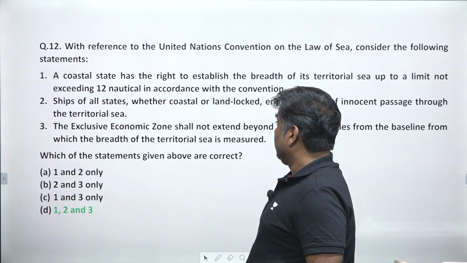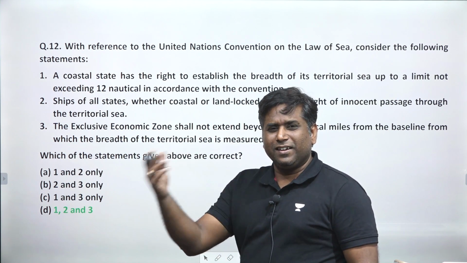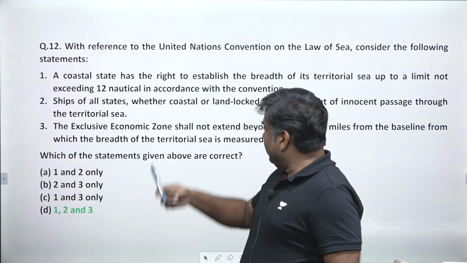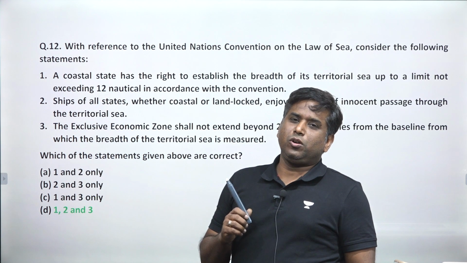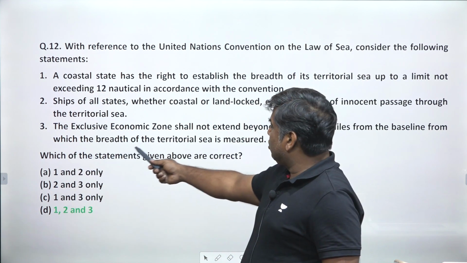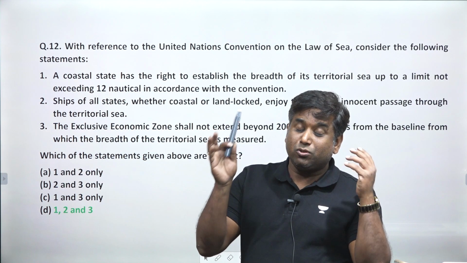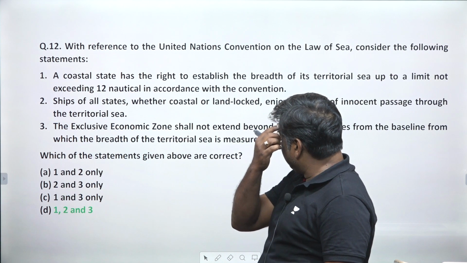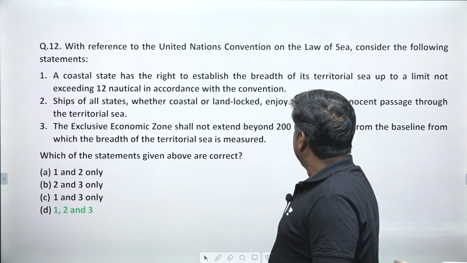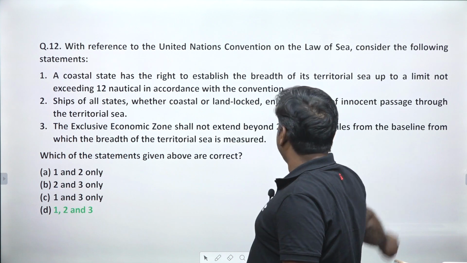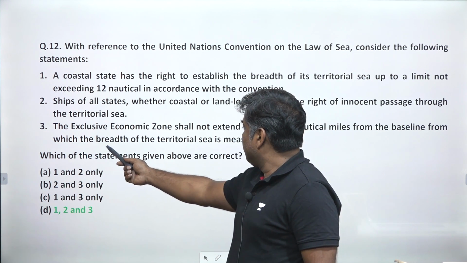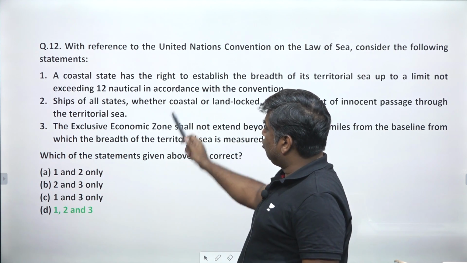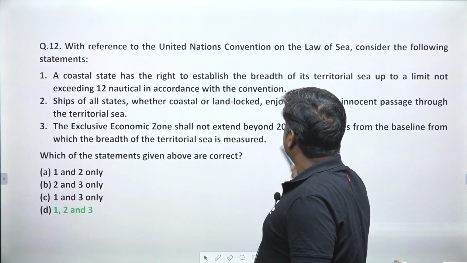That's very much true. Now, this is again an interesting fact. You might be aware of the policy of hot pursuit. In territorial water, the policy of hot pursuit is not allowed, but in the exclusive economic zone, legally through international law, the policy of hot pursuit is allowed. So the next statement: the exclusive economic zone shall not extend beyond 200 nautical miles from the baseline from which the breadth of the territorial sea is measured. This statement is correct. So technically all these 3 statements are correct.